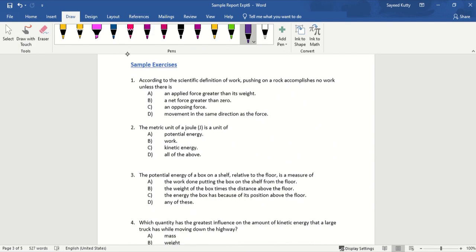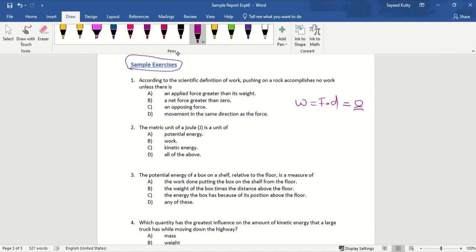Okay, the sample exercise. I told you that these are sample exercises, and some of these questions will come in the final exam. So be careful. Now, the first question, let us do it. According to the scientific definition of work, pushing on a rock accomplishes no work unless there is... According to the equation, work equals force times displacement. If you push on a rock and the rock is not displaced, what will the work done be? Because if d is 0, the work done will be 0.